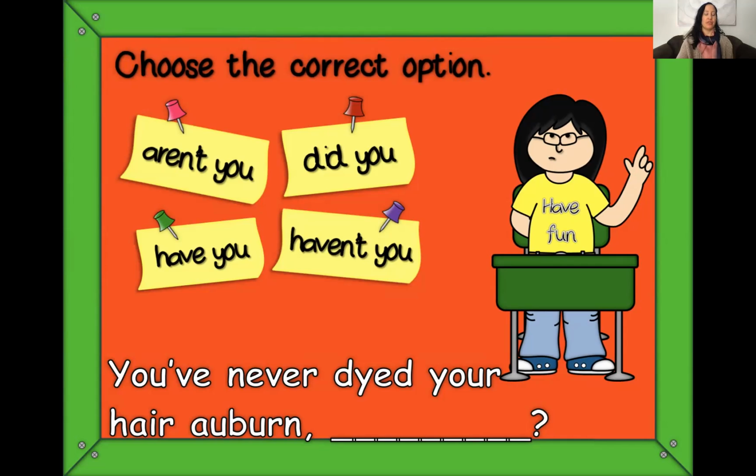I'm going to give you a clue on this one. Find your verb. Okay, so you've is you have. Now remember, you've never is the negative statement, so it's have you with the positive question tag. I was trying to trick you there, but now you see what you have to do.